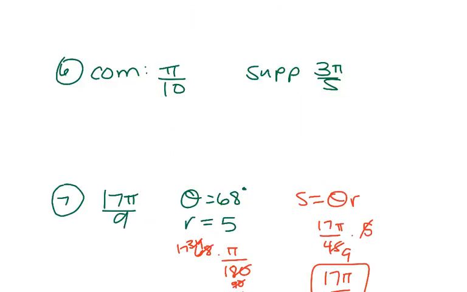All right, complement and supplement, most of you did pretty good on. The complement, remember, you're going to do pi over 2 minus theta, supplement pi minus theta. So this is 2 pi over 5. If I subtract it, I have to change the denominator, making the complement pi over 10, supplement 3 pi over 5.